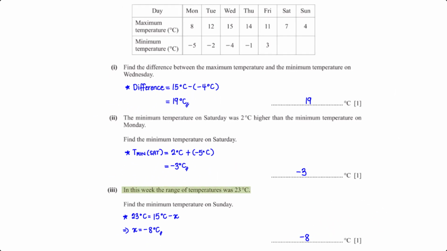In this week, the range of temperatures was 23 degrees Celsius. Find the minimum temperature on Sunday. The range, which has been given as 23 degrees Celsius, is equal to the highest temperature in the week, which was 15 degrees Celsius, minus the lowest temperature X, which was recorded on Sunday. When we make X the subject, we get X equals -8 degrees Celsius.